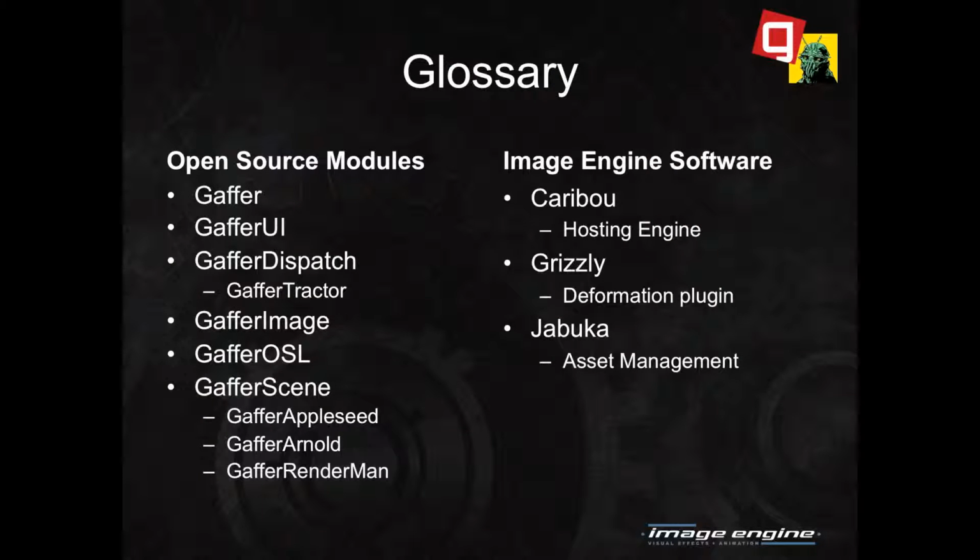So in the paper, we introduced quite a few terms. It's kind of overwhelming, so we added a glossary at the end. All the modules on the left here are open source. They ship with Gaffer out of the box. And on the right, we have 3 key technologies which are proprietary to Image Engine. I'll discuss those a bit later.